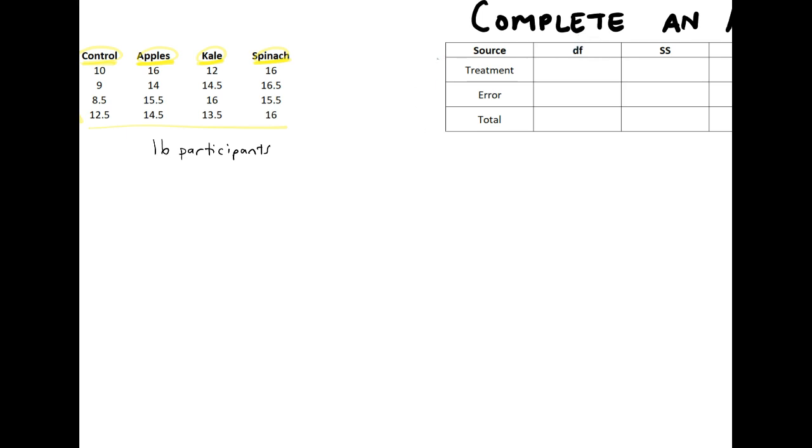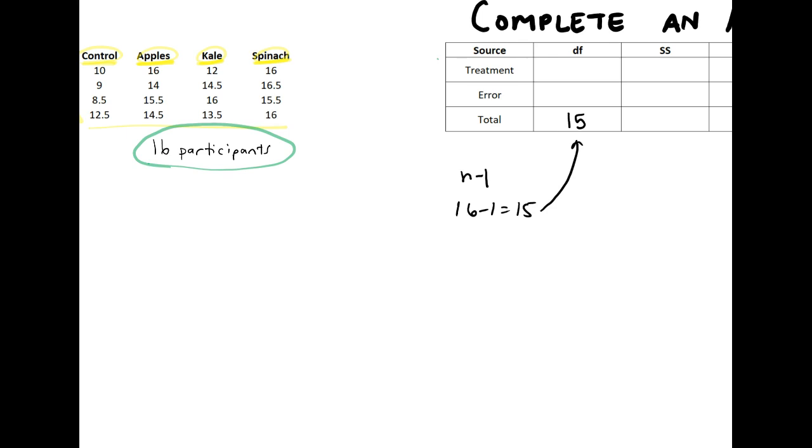The way that we do that is, so we know that we have 16 participants. The total degrees of freedom for an ANOVA table is always just n minus 1. So n being 16, 16 minus 1 equals 15. We're going to put that right in here. So 15 is the degrees of freedom for the total group.